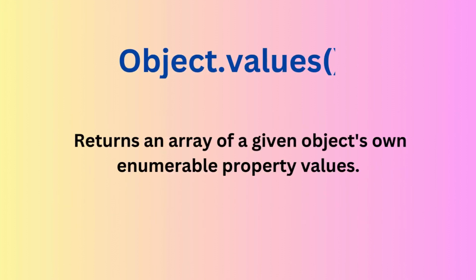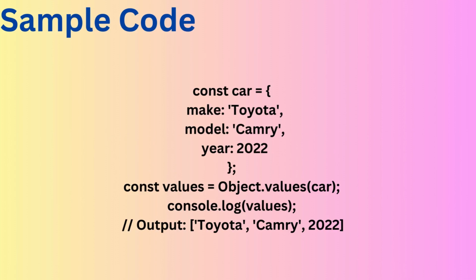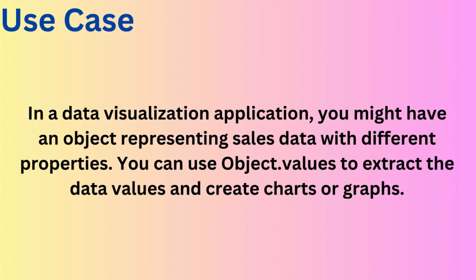Object.values returns an array of a given object's own enumerable property values. Use case: in a data visualization application, you might have an object representing sales data with different properties. You can use Object.values to extract the data values and create charts or graphs.